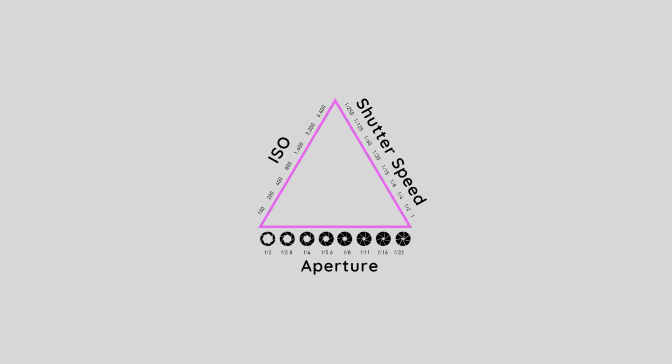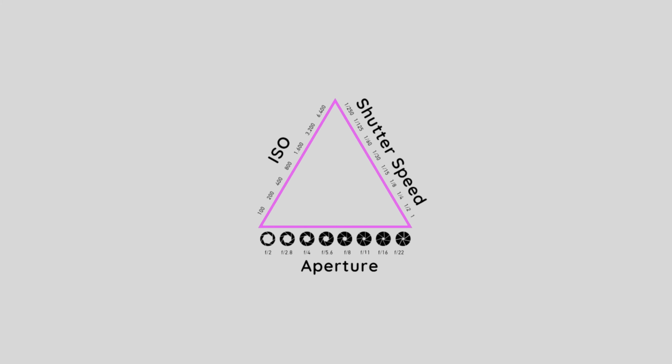Now, let's talk about the exposure triangle. There are three core elements that control how your photo is exposed. They're shutter speed, aperture, and ISO. It's important to understand how these work together since they're the key to getting the result you want. They're not necessarily about what's correct, but what feels right to you creatively.